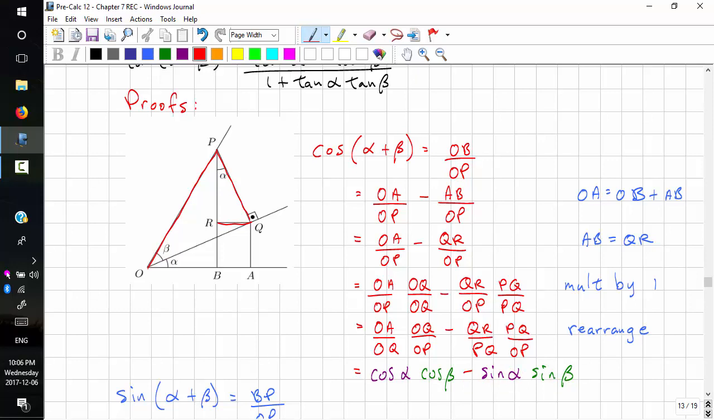And that completes this little proof. I will leave it as an exercise for you to verify that sine alpha plus beta is also a valid identity. And that completes this mini lesson.